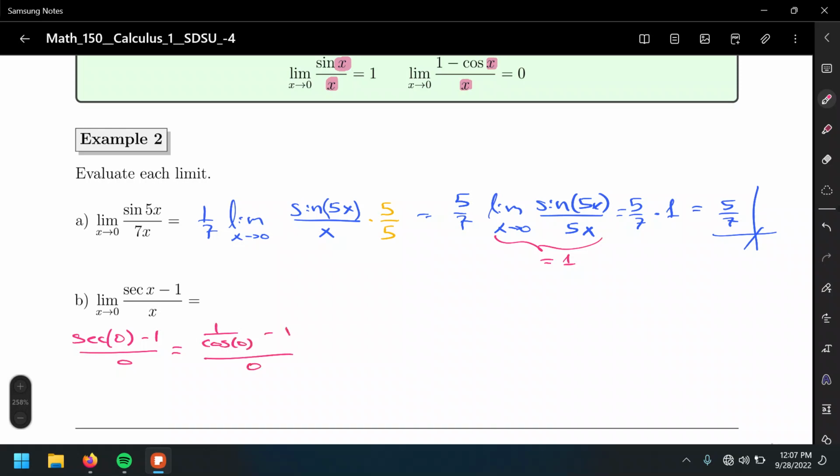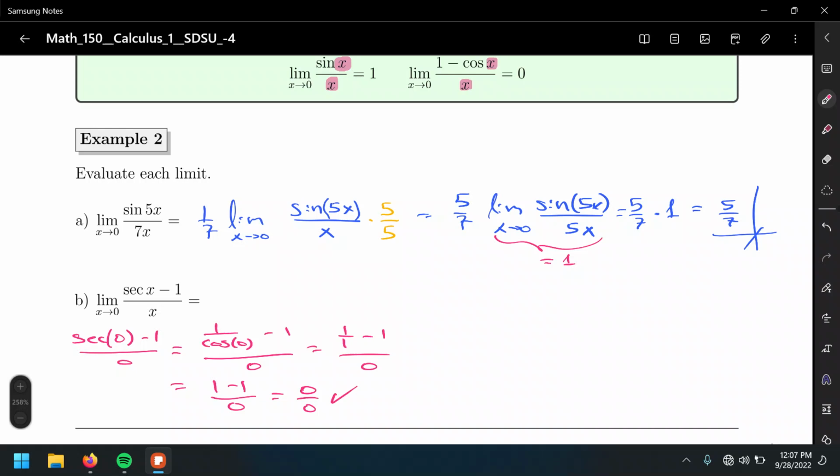And what's cosine of 0? So this is going to be 1. So 1 over 1 equals 1 minus 1. And in this case, this is 1 over 1, 1 minus 1, and this is 0 over 0, which is good. This means that we can do something about it.